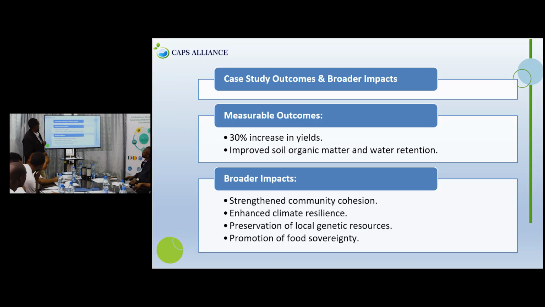Now, outcomes are okay. We look at not necessarily 30%. It can even be 50% yield. We will not stick to that percent, but saying that if you have that kind of plant species or crop seed species, you can even have 100%. Improve the soil organic matter, and broader impacts will be strengthened community cohesion. There will be peace within the community. There will be social networks. The communities will sit together, have fun, discuss, exchange, and enhance climate resilience, because these seeds are very productive.